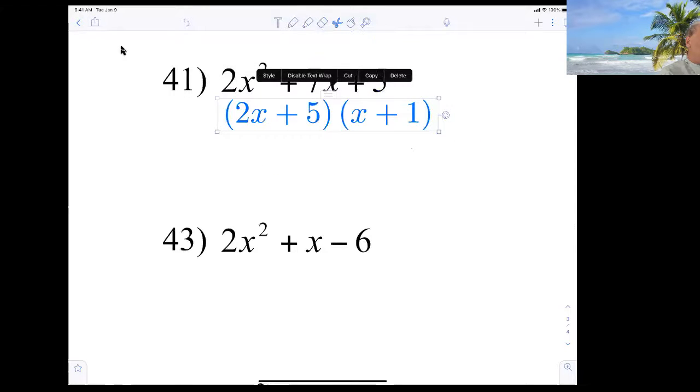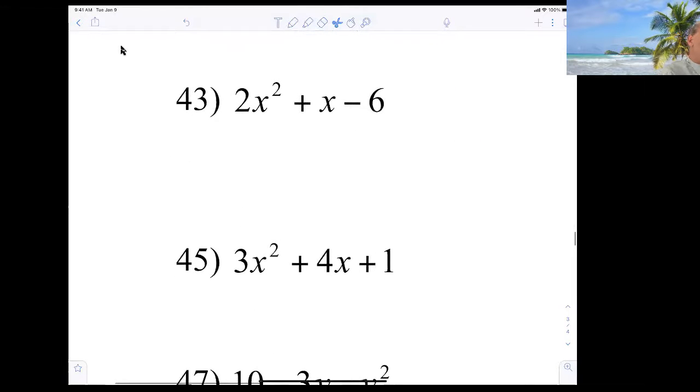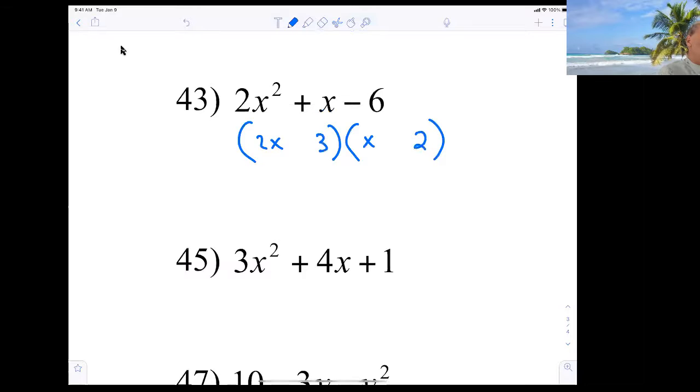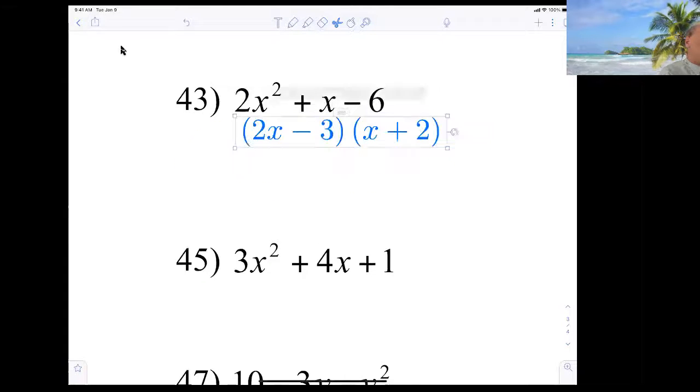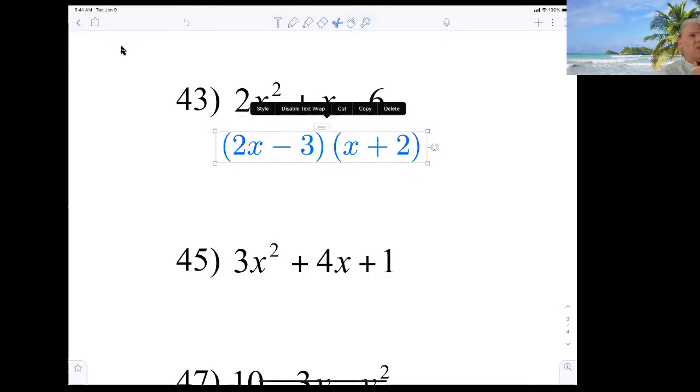Very nice. Is there a GCF in number 43? No, old school. The 3 has to go on the left. And so now the 3 is negative. 3 times 2. Anybody have any issues?